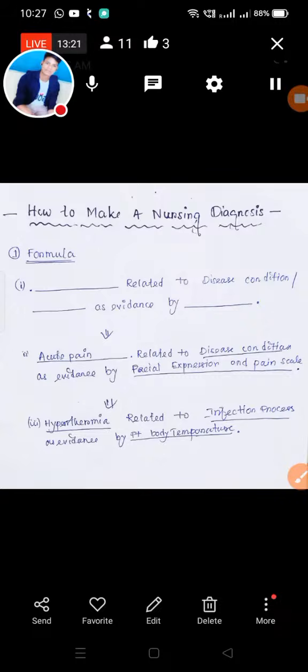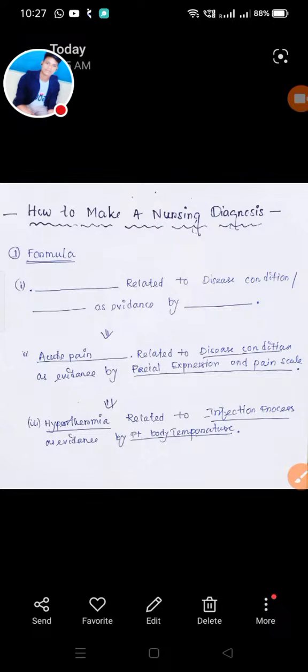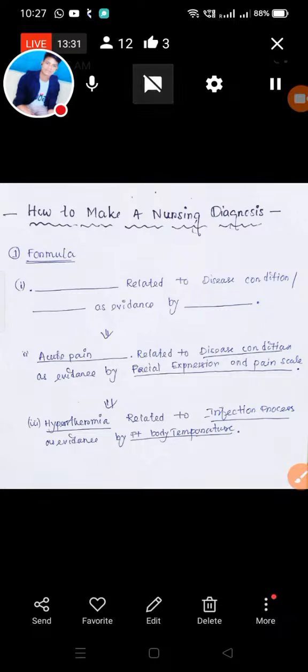So this is the easiest way to make a nursing diagnosis for any signs and symptoms. I hope it will be helpful. Just put a comment if you have any doubts. Is that clear?